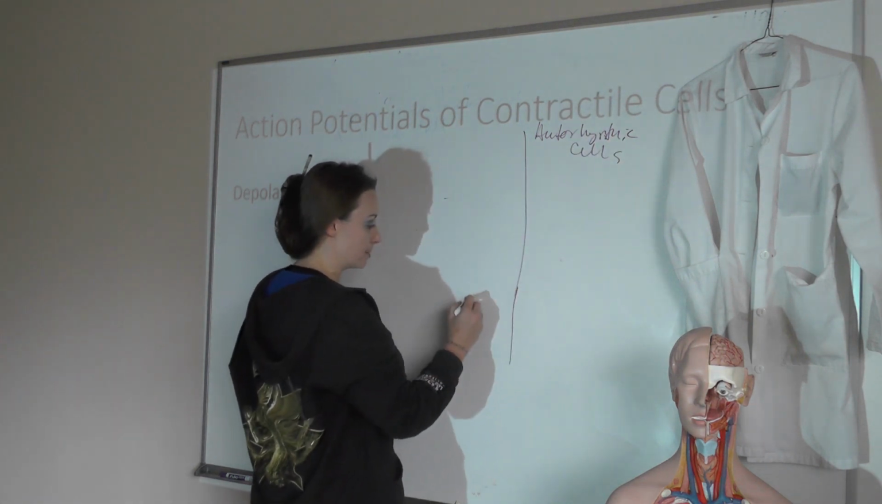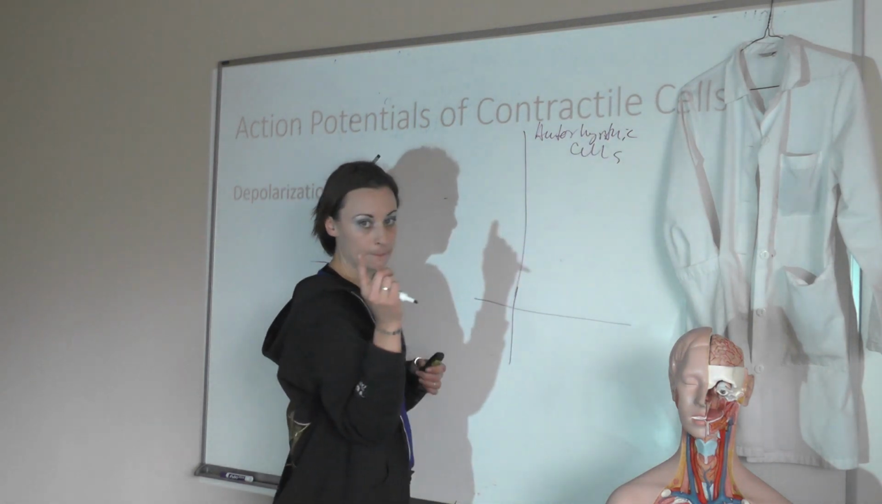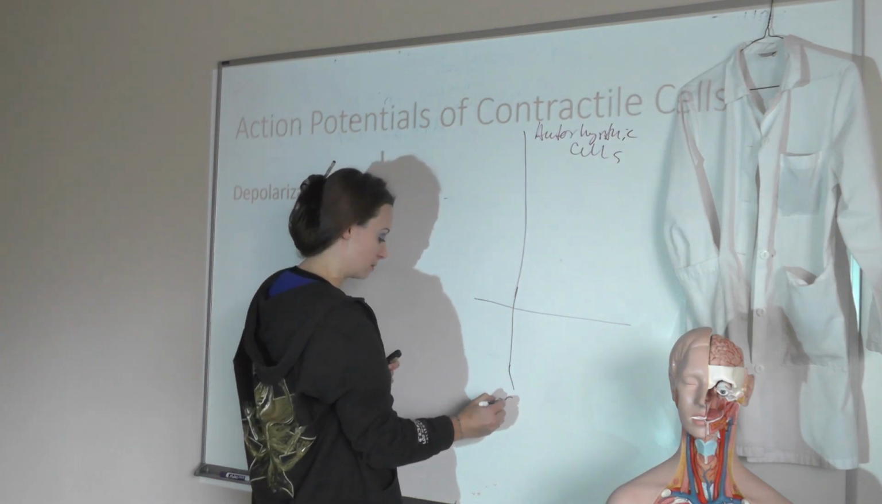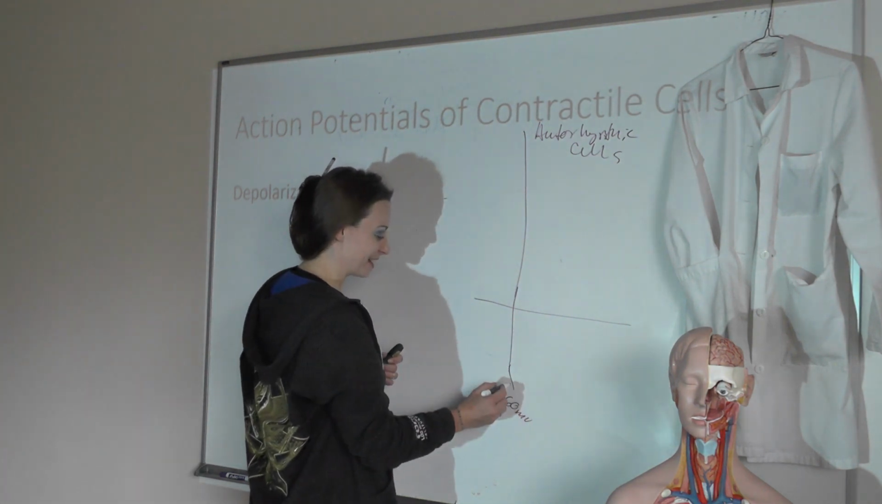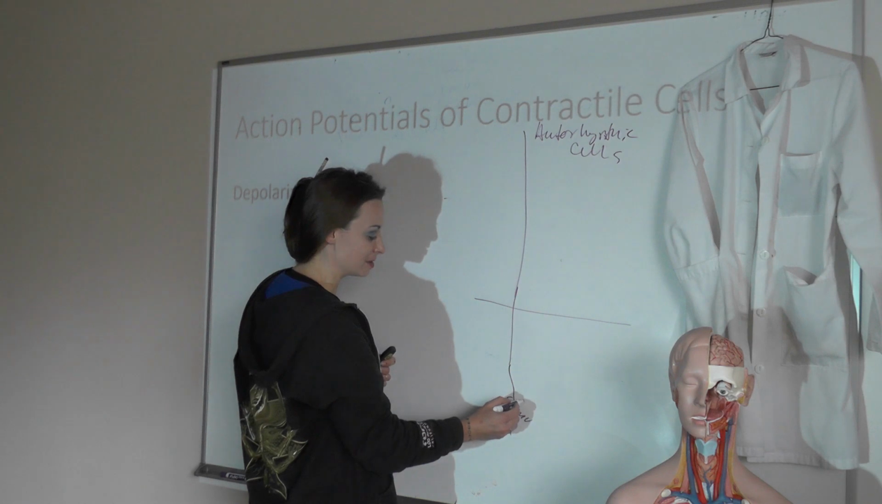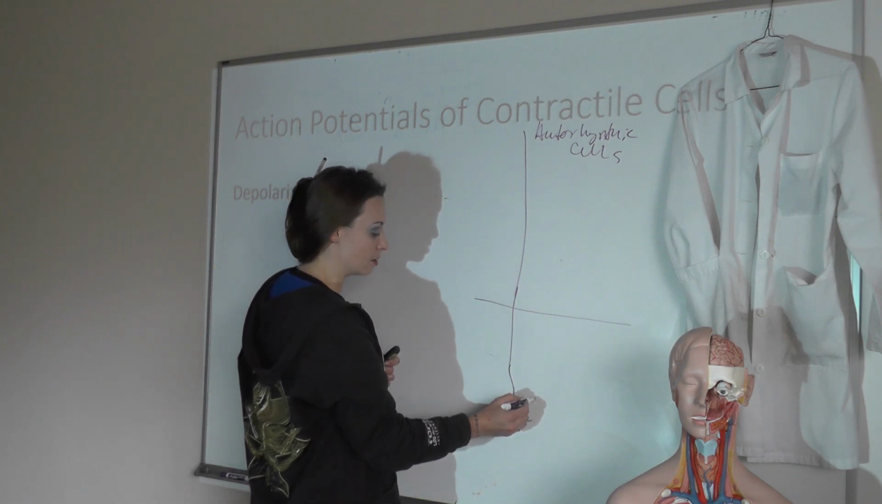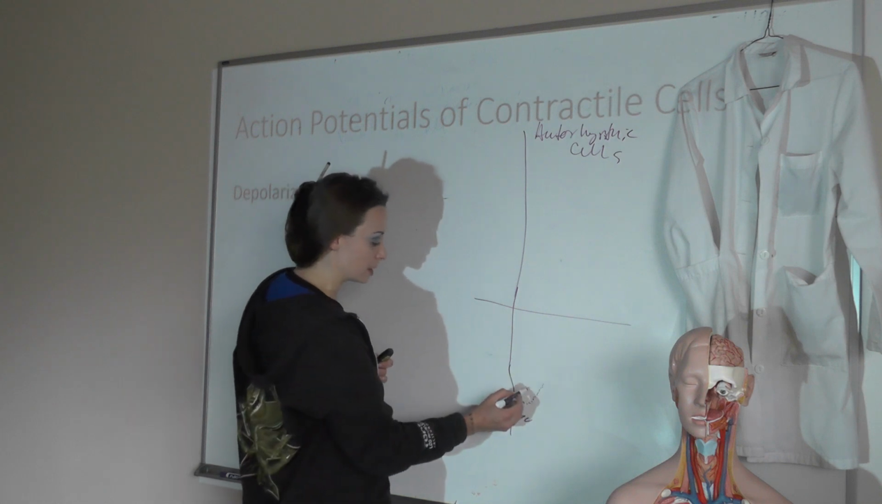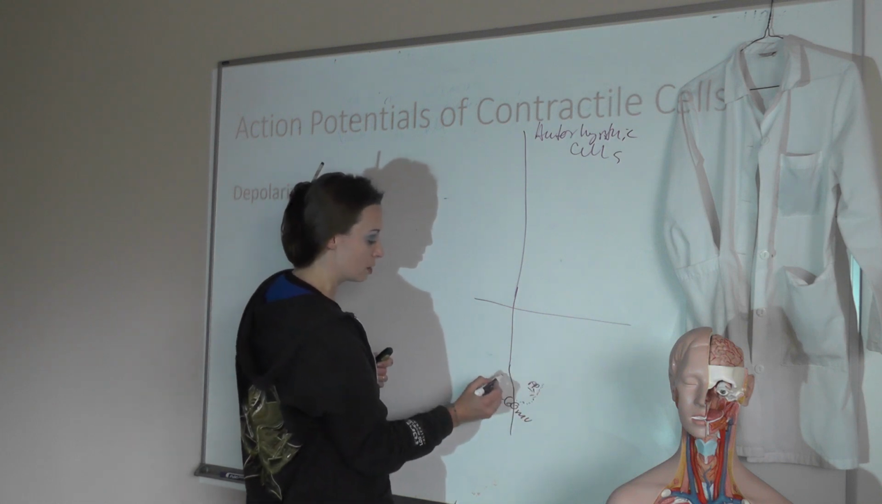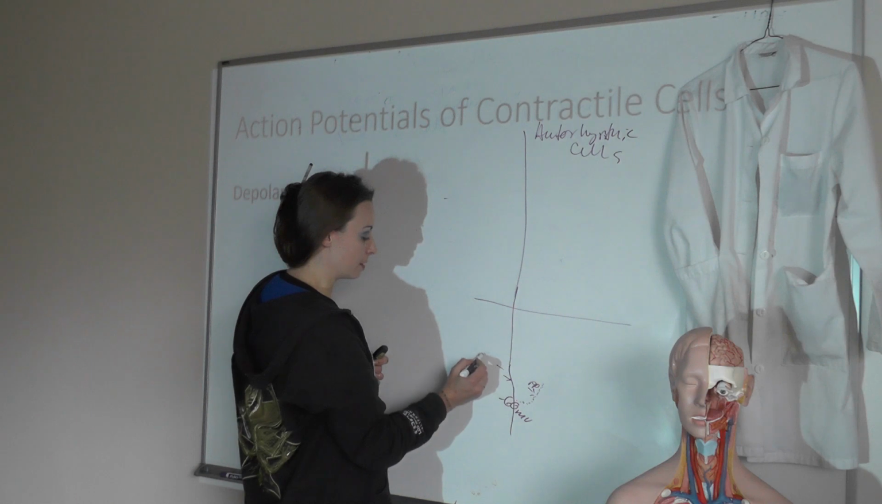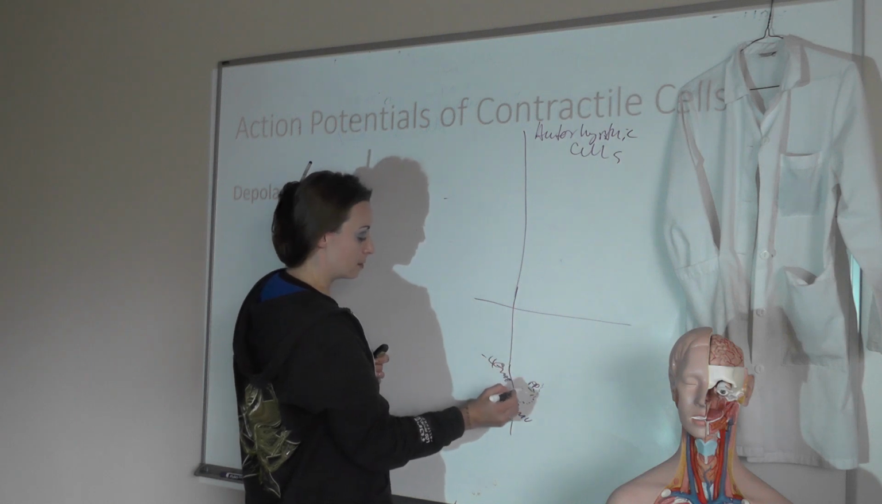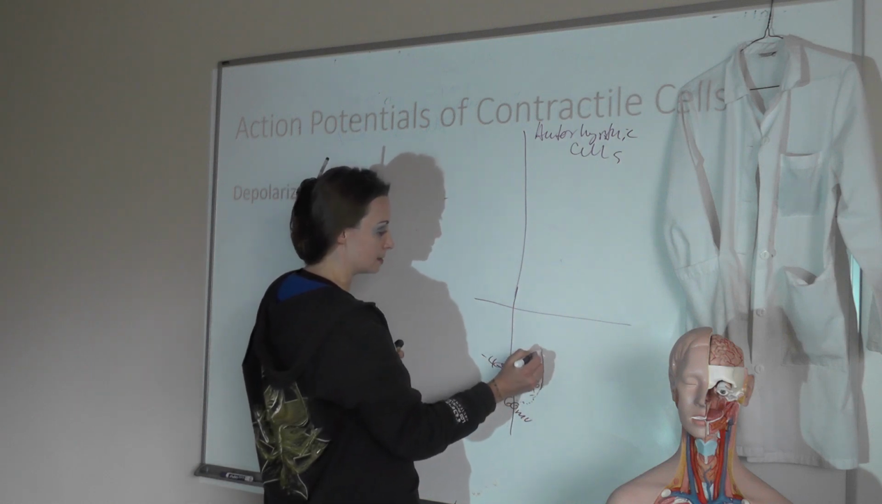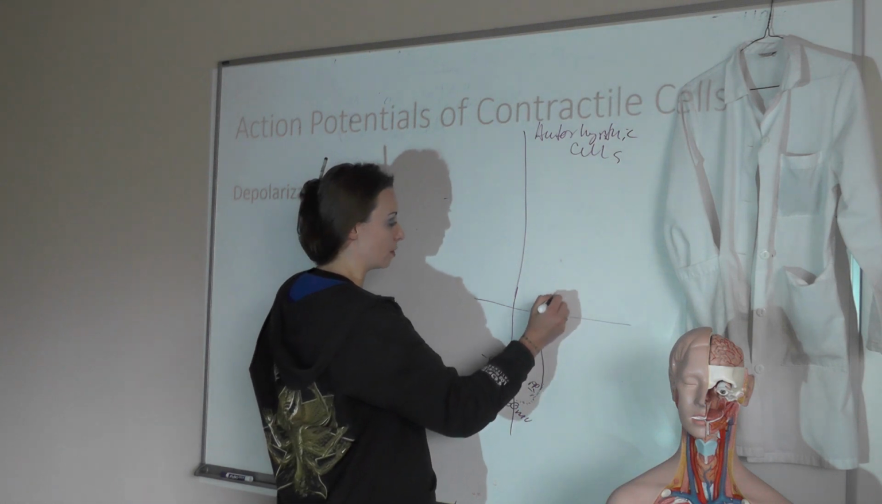What's their resting membrane potential? -60. You got it. Okay, so they're sitting here at -60 millivolts, and the slow trickle voltage-gated sodium channel is open. Sodium is trickling in, causing our pacemaker potential. And at -40 millivolts, what happens? The voltage-gated calcium channel opens and depolarizes our cell to 0 millivolts.